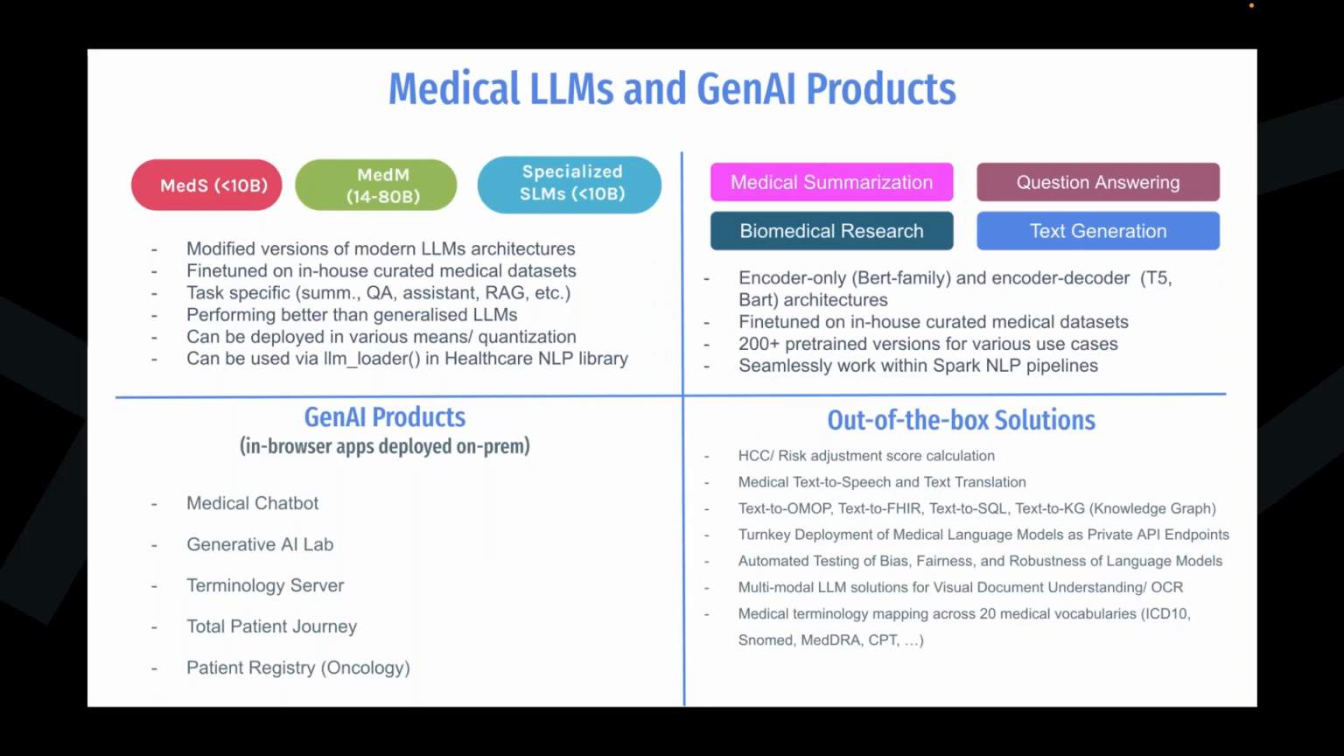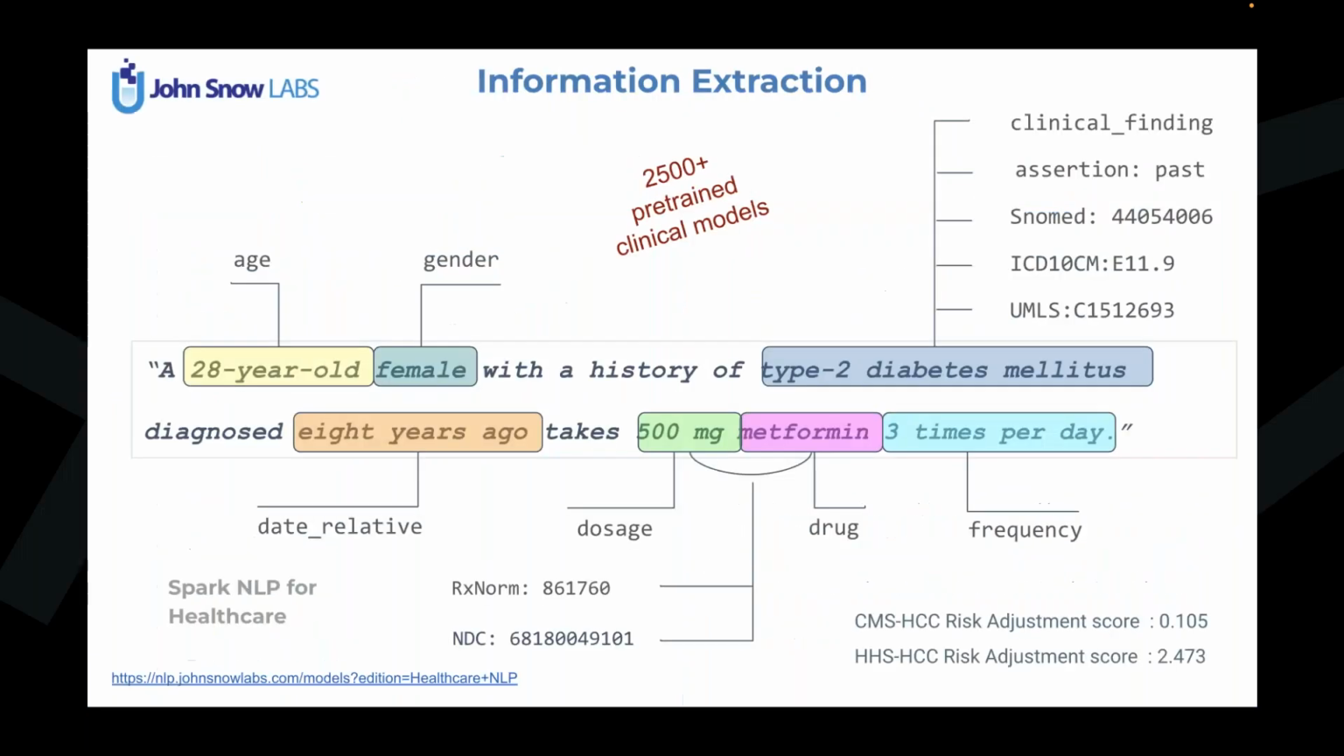Generative AI lab is there to annotate your own data, do human-in-the-loop validation, and train your own model within the same platform. Without even writing code, you can fine-tune any NER model or train any named entity recognition model within the same platform. You can even annotate your data with LLMs as well as our pre-trained pipelines. We have total patient journey and patient registry products coming up in a few months as well. So these are the pillars of what we have been cooking here for the last 10 years, by the way.